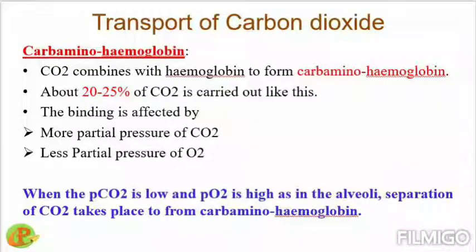As oxygen is attached with the hemoglobin to become oxyhemoglobin, just like that carbon dioxide is attached with the hemoglobin to become carbaminohemoglobin. About 20 to 25% of carbon dioxide is carried in this way. This binding of carbon dioxide with hemoglobin depends on the partial pressure of carbon dioxide, where it should be more, and definitely there should be less partial pressure of oxygen. This condition we find near the tissue where the oxygen is used up to produce carbon dioxide.